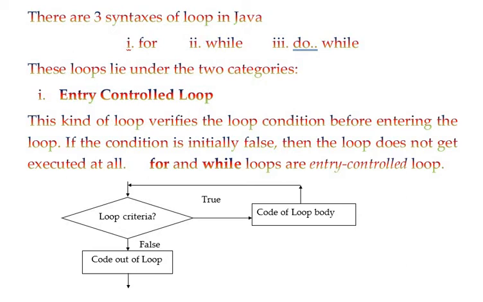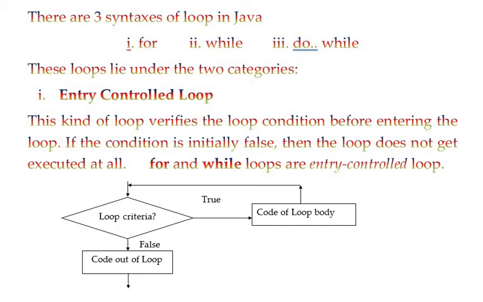In this kind of loop, a verification is done before entering the loop body. That means if the condition is initially false, then the loop does not get executed at all. But if the condition is true, then only the loop repetition begins. The for loop and while loop are entry controlled loops.